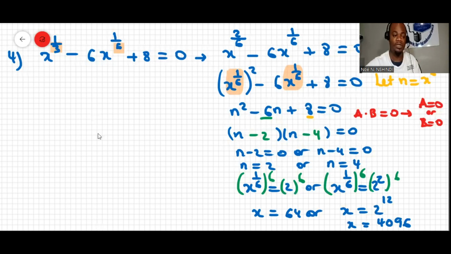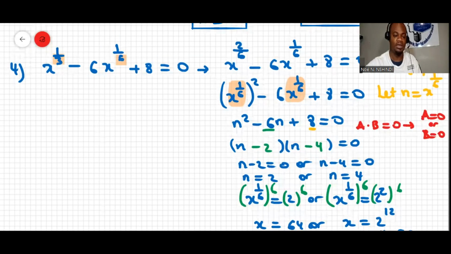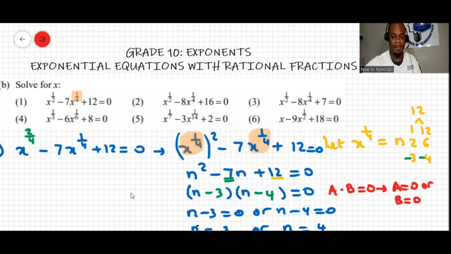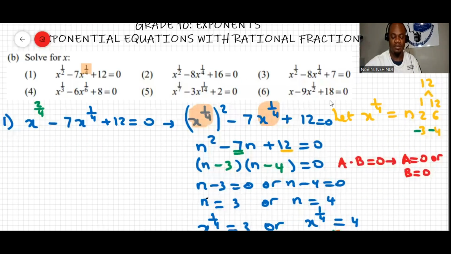So the same way we did this, what else can we do? Yes, we can also do the same with question 6 here. The invisible power here is 1. So instead of saying x to the power of 1, we can say x to the power of 2 over 2, to have the same denominator as here, and then apply the same technique.